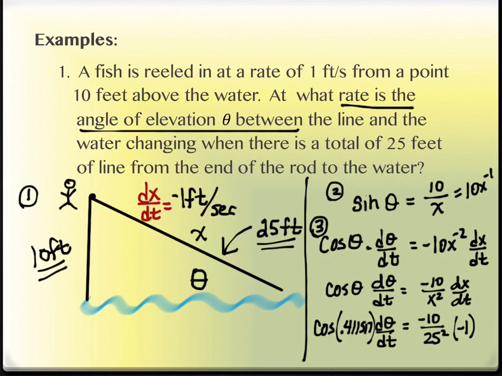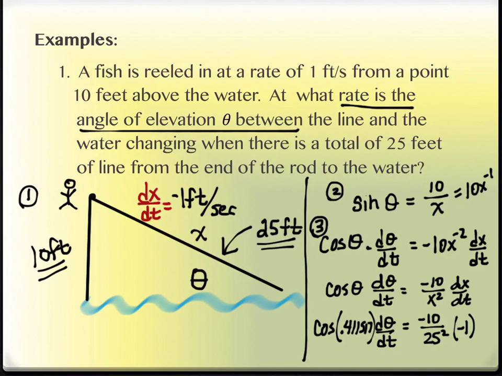And then once you have it at that point, you're starting to plug in the values that you know. We actually know the value for x at a specific point. It was 25. We know the dx dt, it was negative 1. But we run into a kind of a problem. We don't actually know the angle theta, and we don't know the cosine of theta.